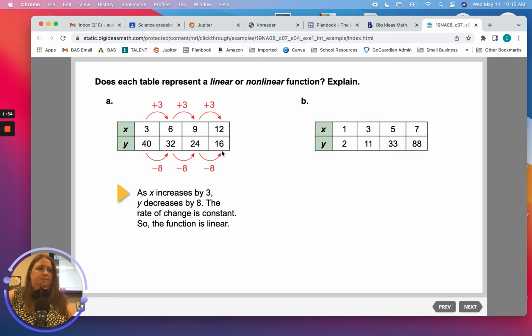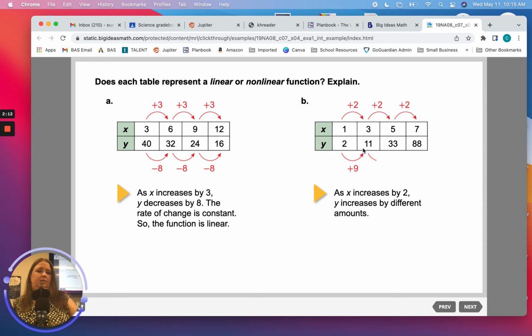Okay, so now let's look at B. What is the change from the first x to the next x? Plus 2. What about from 3 to 5? Plus 2, plus 2, plus 2. But let's look at the y's. 2 to 11 is what? Plus 9. And 11 to 33, plus 22. And then plus 55.